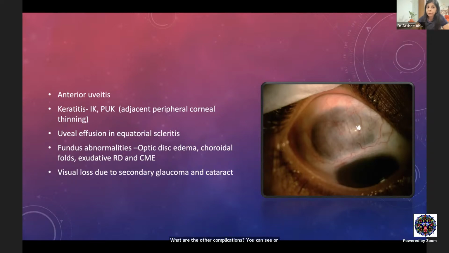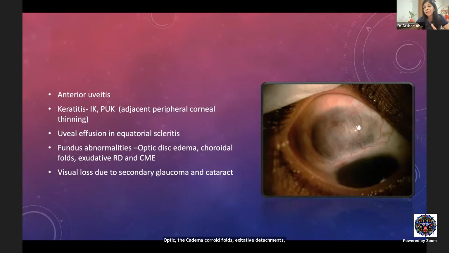They can develop anterior uveitis. The adjacent cornea also can start showing changes like peripheral ulcerative keratitis or even interstitial keratitis, maybe as a result of the underlying autoimmune condition which the patient already has. Uveal effusion can be seen if the location of the scleritis is equatorial. In patients with posterior scleritis, you will see complications in the posterior segment of the eye, like optic disc edema, choroidal folds, exudative detachments, and CME.